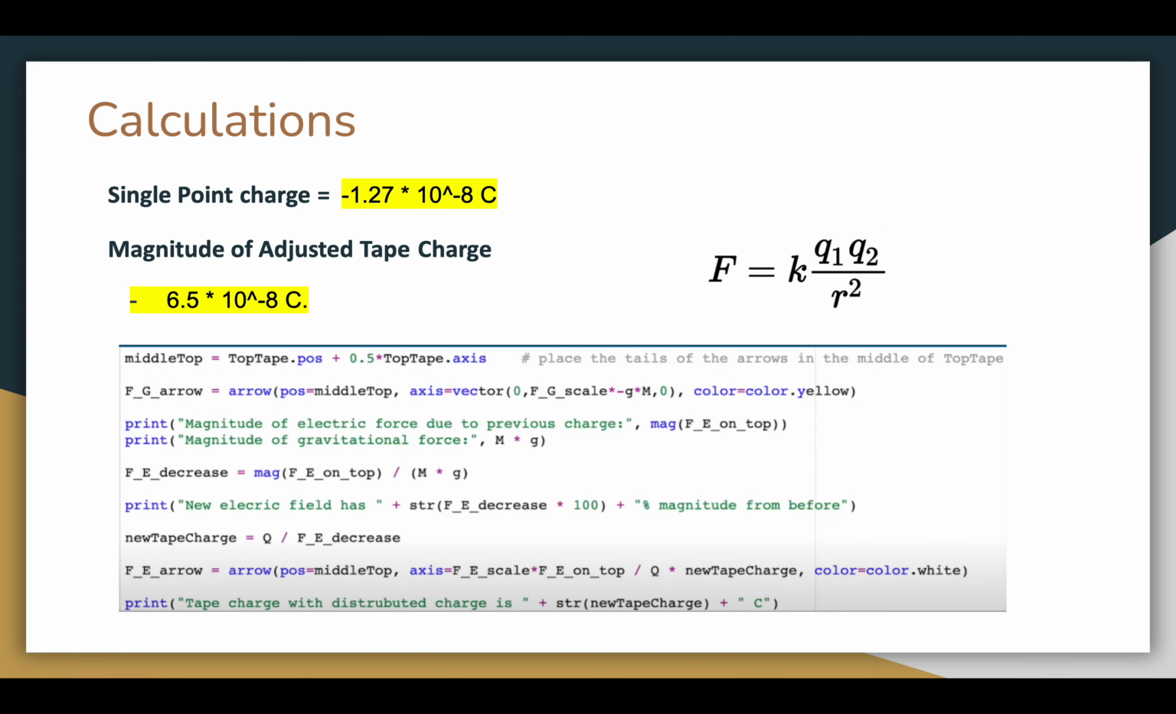Our single point tape charge was negative 1.27 times 10 to the negative 8th coulombs. I adjusted the tape charge so that the electric force on the top tape balances out gravity, meaning I found the value of the tape charge which would make the forces equal to each other.